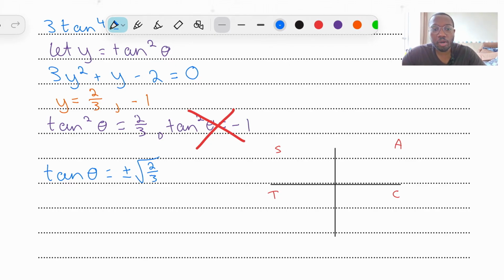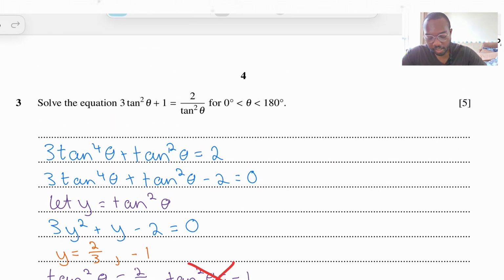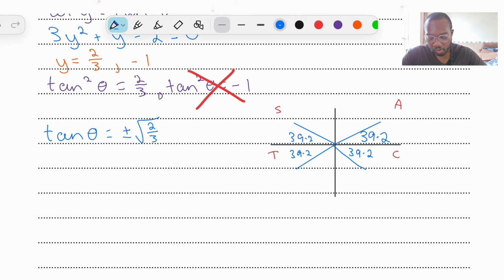So if you work out the inverse tan of the square root of 2 over 3, you will get, to one decimal place, 39.2. But with that 39.2, because we're going to get a positive and a negative, we are going to be in every single quadrant, okay? So we're going to write 39.2 in all of our quadrants here, like this. And then in the question, they tell us that theta is between 0 and 180. So therefore, we just need to choose the values between 0 and 180.